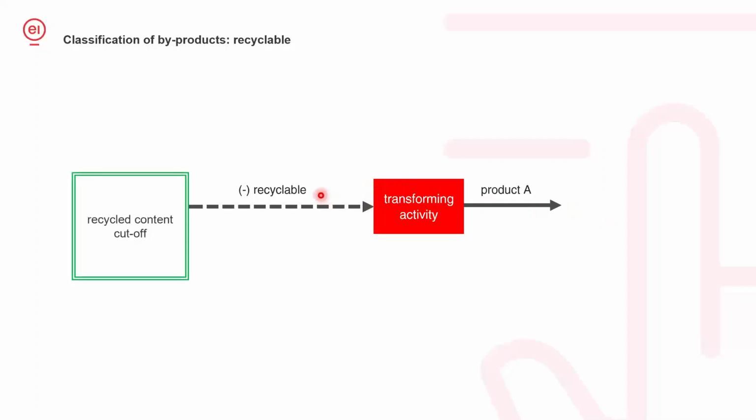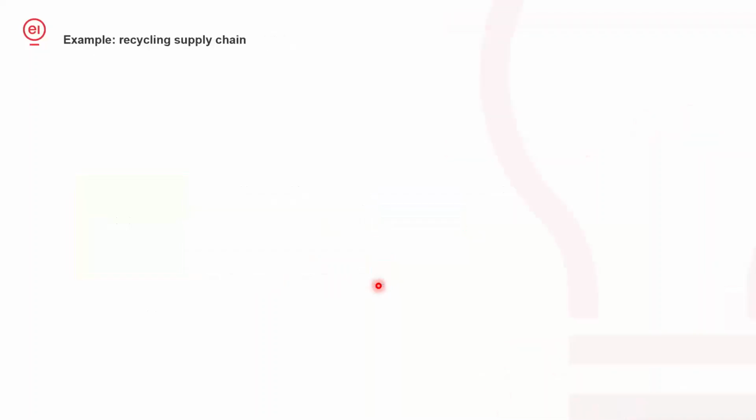In this case of producing a recyclable, the cutoff is directly after the transforming activity because a recyclable does not need any further treatment. It's already ready to enter the secondary supply chain. So it enters the secondary supply chain burden-free.